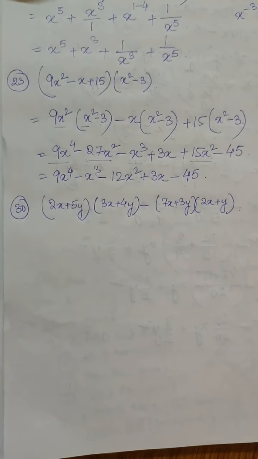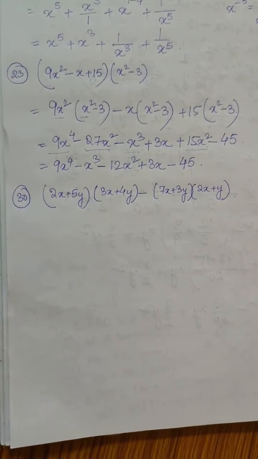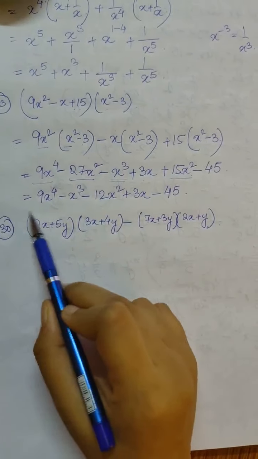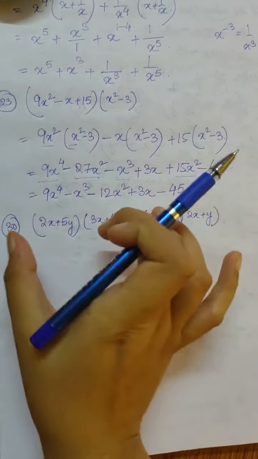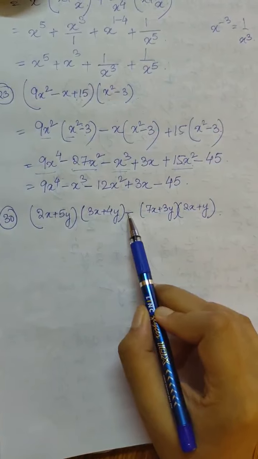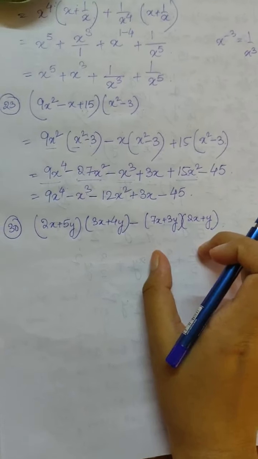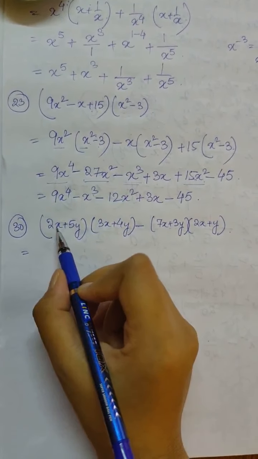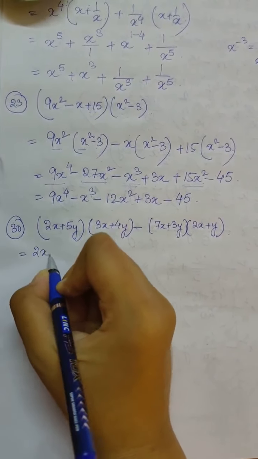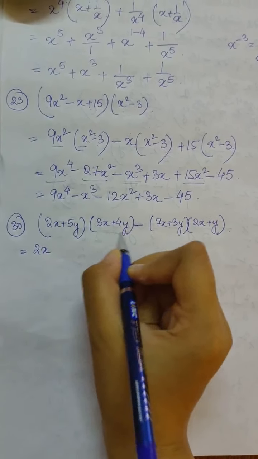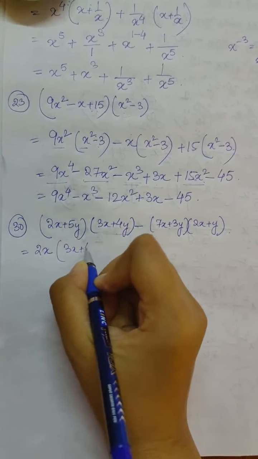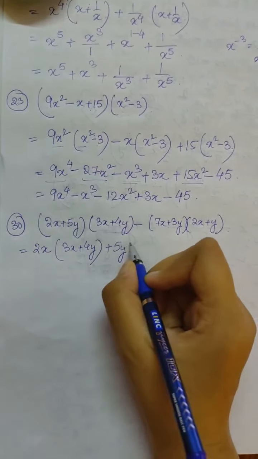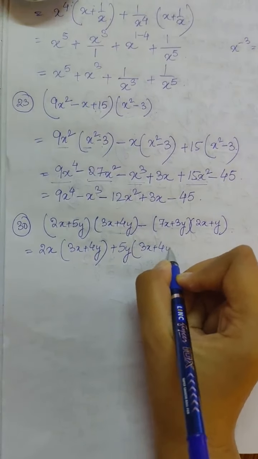Now moving on to the simplify part. Simplify, I have taken sum number 30 next. So here we are having, last time we were doing these type of multiplications. So here we have these type of multiplication once, then another minus, then again the same binomial multiplication here. Okay, so first we will one by one multiply them. So here we will first take 2x, and with this 2x we will multiply this whole thing. So 3x plus 4y. Then next we have plus 5y. With this we will multiply this 3x plus 4y again.